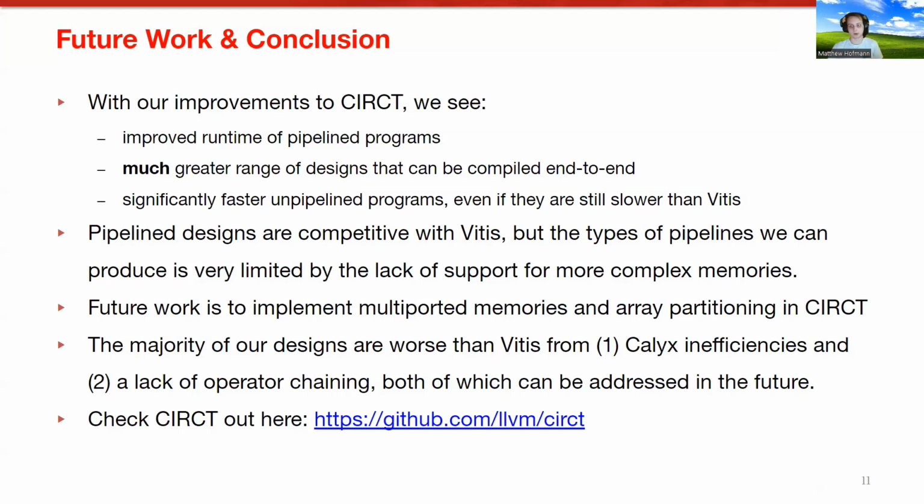So this is important for literally everything. The pipelining case, the unpipelined case. So the future work here is to really implement multi-ported memories and array partitioning in CIRCT. Besides that, the majority of our designs are worse than Vitis, from one, Calyx inefficiencies, and two, a lack of operator chaining, both of which will be addressed in the future.